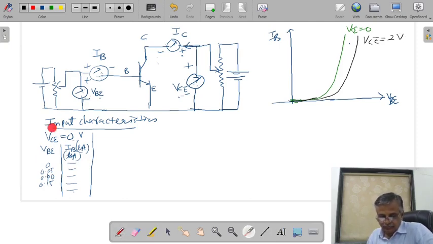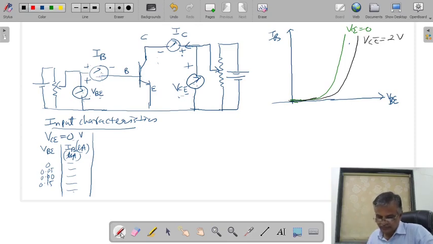I am discussing input characteristics. In input characteristics, first step, keep VCE at 0. So I have kept 0 voltage. Vary the base emitter voltage in a suitable step and note down the corresponding value of the base current. Means 0, note down the base current. Then 0.05 volt, note down, 0.1, 0.15, 0.2, 0.25, 0.3, note down the corresponding value of the base current. And the graph is like this. See, this is the graph when VCE is 0.